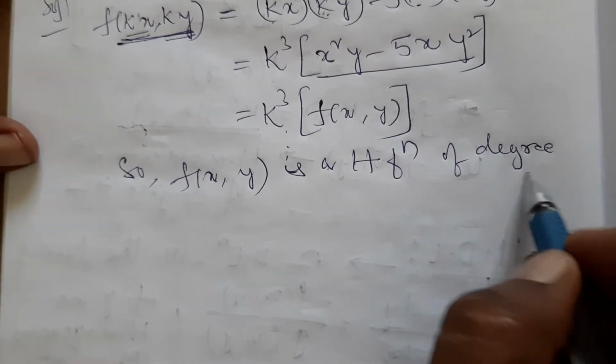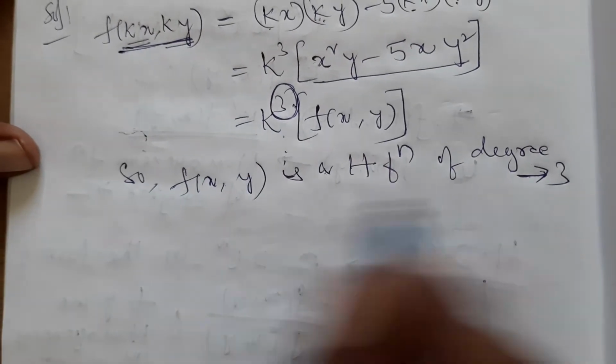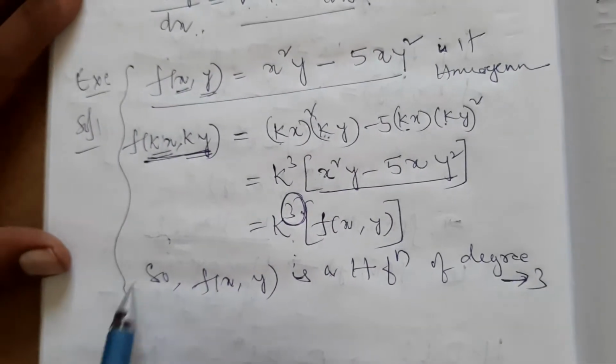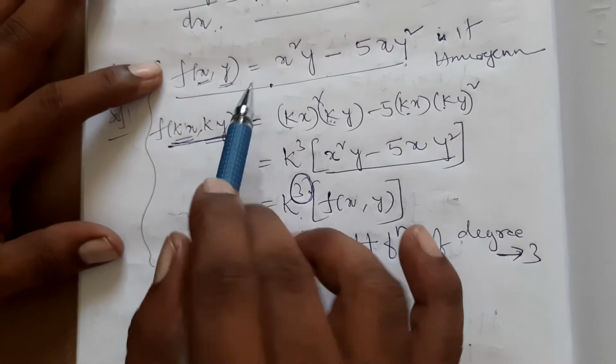Therefore f of x y is a homogeneous function of degree, what is the degree here? It is degree 3, since you got k cube. So the degree is equal to 3. This is one example, where they are asking to cross check whether the given function is homogeneous or not.